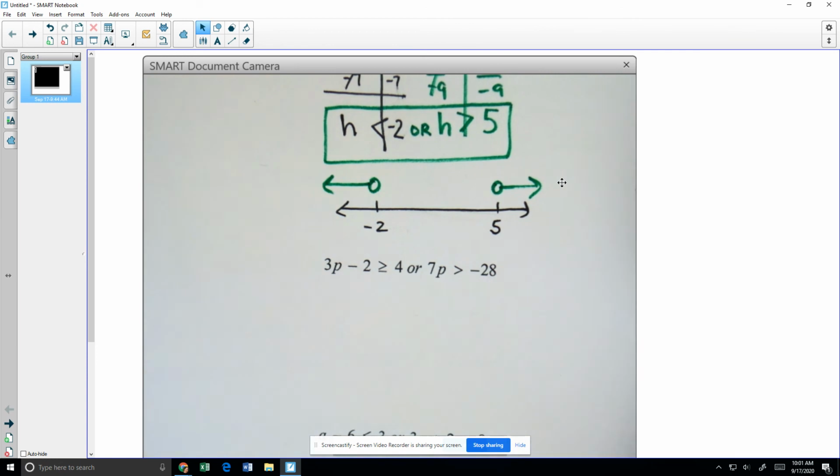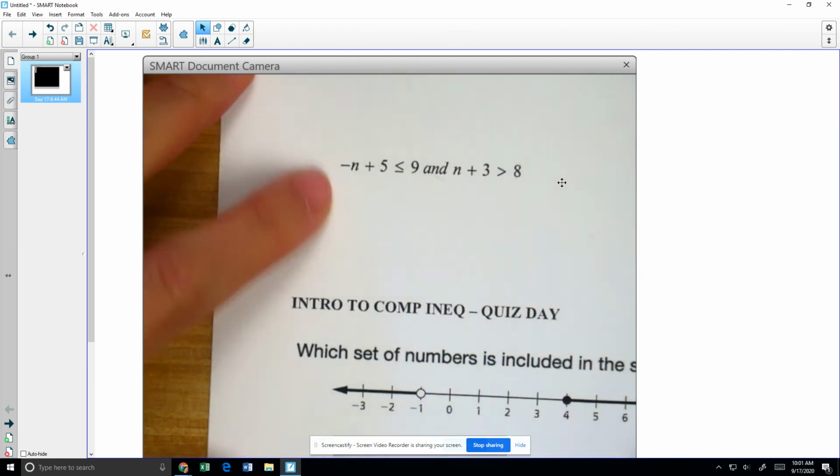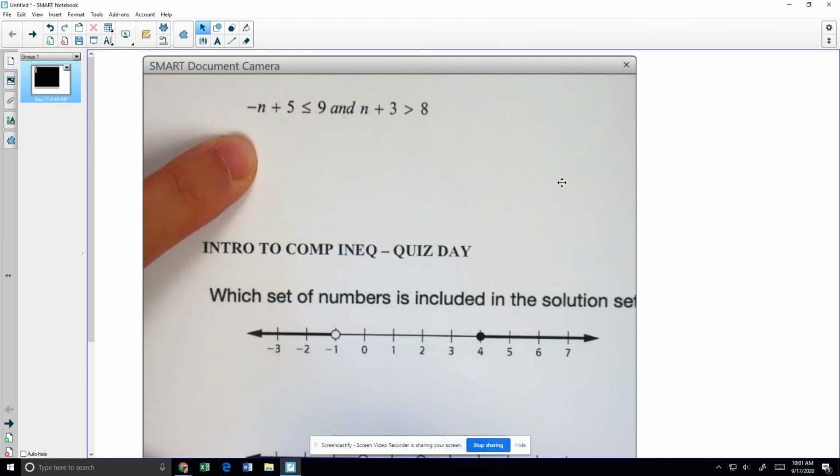Okay, let's do one more. And then if you want to do some more, we can practice some more. But I'm hoping you kind of get the hang of it. If not, we'll do some more. Not a big deal. Okay. All right. Let's try this one.